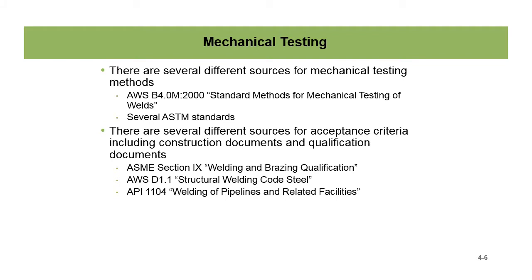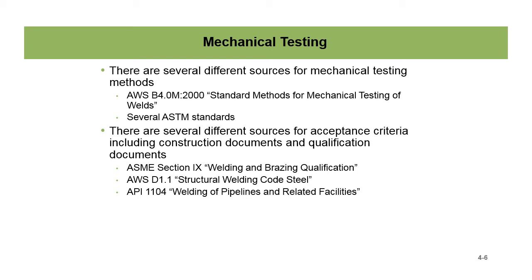Mechanical testing. There are several different sources for mechanical testing methods. AWS B4.0M:2000, Standard Methods for Mechanical Testing of Welds. There are several ASTM standards. There are several different sources for acceptance criteria, including construction documents and qualification documents: ASME Section 9, AWS D1.1 Structural Welding Code for Steel, API 1104 Welding of Pipelines and Related Facilities. You can see there's a lot of different places where you can receive your direction from. You just need to realize which area you're working in and what the contract documents and qualification documents are.